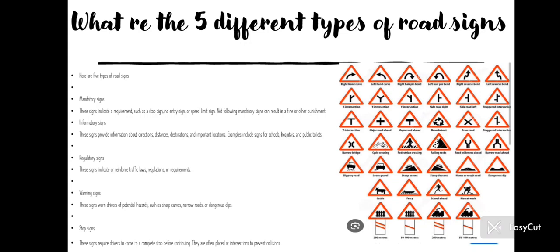And about the stop signs. These signs require drivers to come to a complete stop before continuing. They are often placed at intersections to prevent collisions. For example, like signals, they put some stop signs over there, which means you have to stop completely.